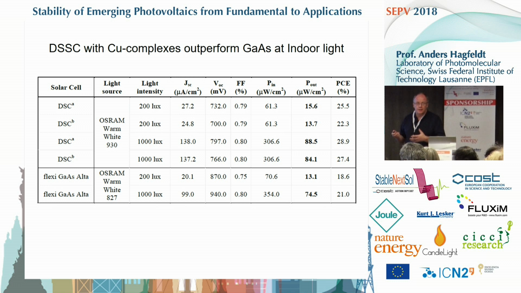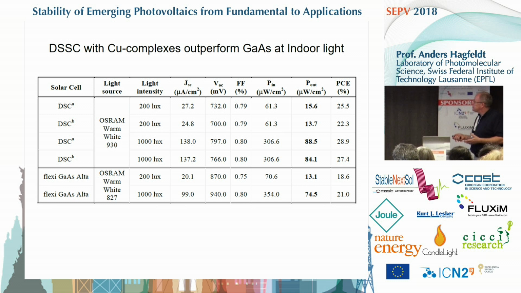If we turn this into efficiencies, it goes to 29%, and at the moment we are even higher than 30% for indoor light.